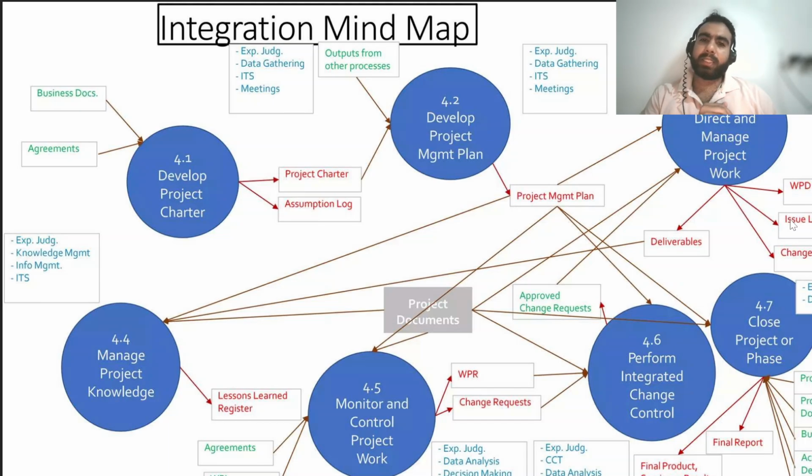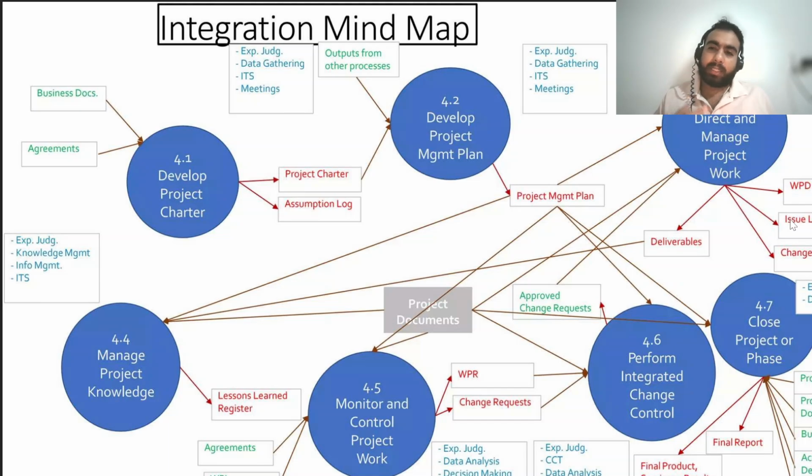Now the second thing is that we will move into the planning phase. In the planning phase, what we are going to do is develop a project management plan. In the project management plan, we define the things that are going to happen there, such as how expert judgment, data gathering, meetings, and all these things will happen.